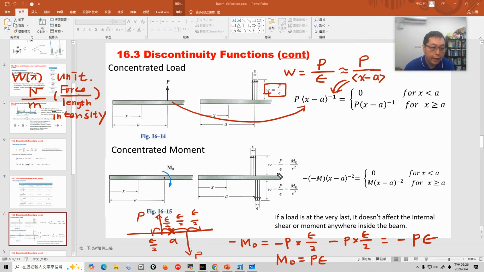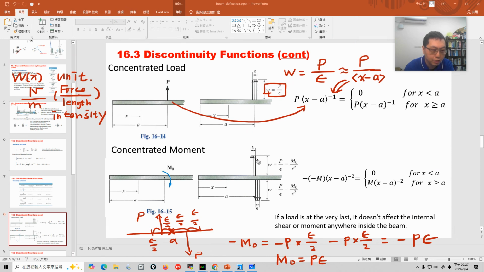I will use this to explain why the power of the moment is -2. And don't forget the unit of W is force divided by length. The moment can be seen as there is a force acting here, there's another force acting here, and then to create a moment. The force in here is also a concentrated load.